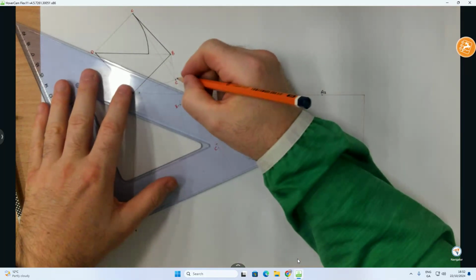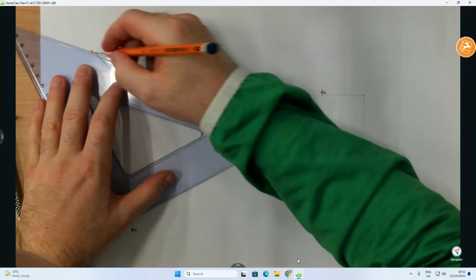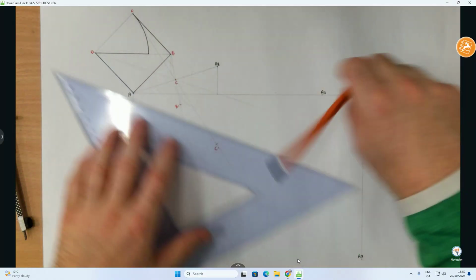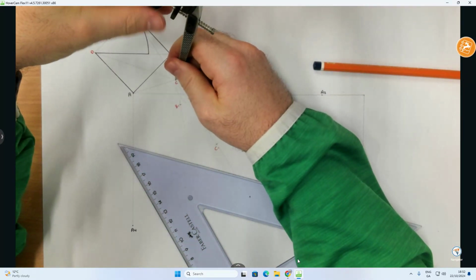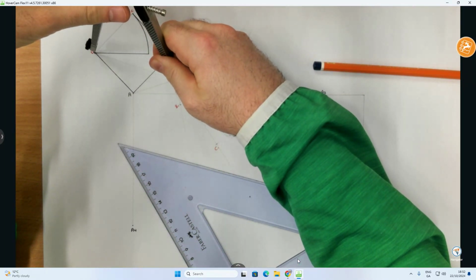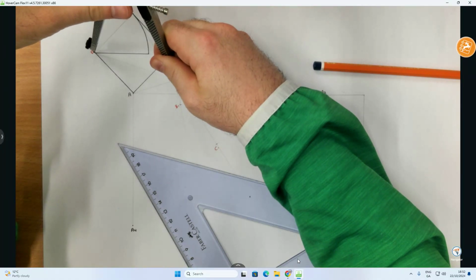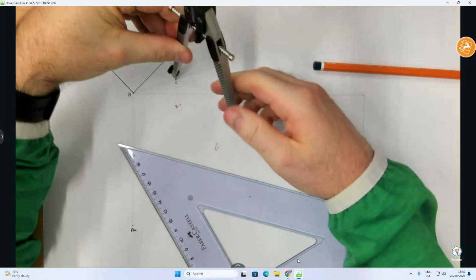And the last one we have to find is D. Through a point of symmetry. Once again, put our compass on the point of symmetry, out as far as D here, and mark it out.